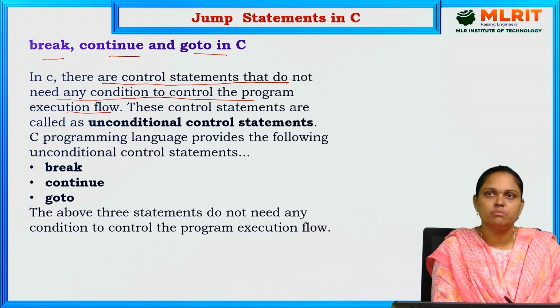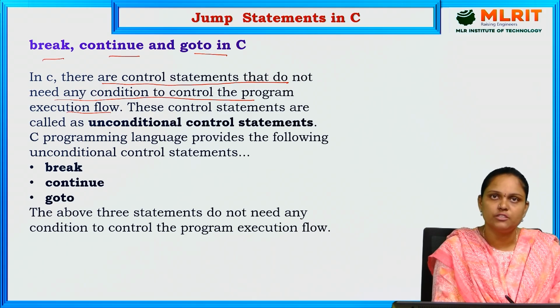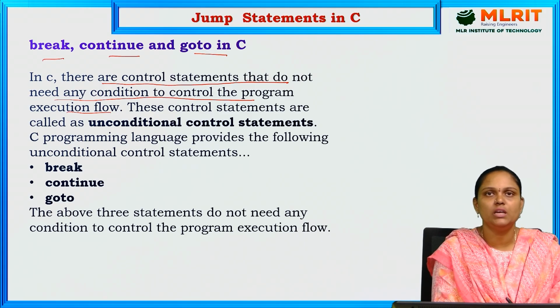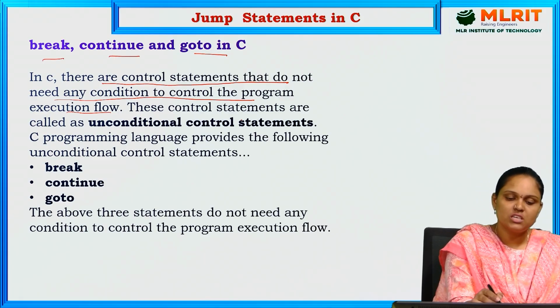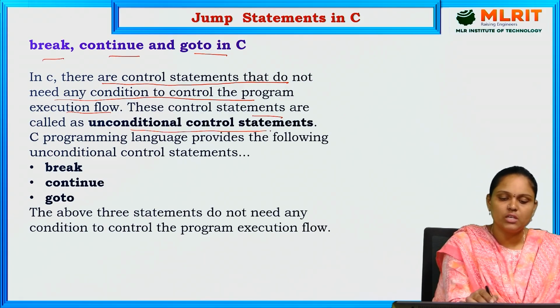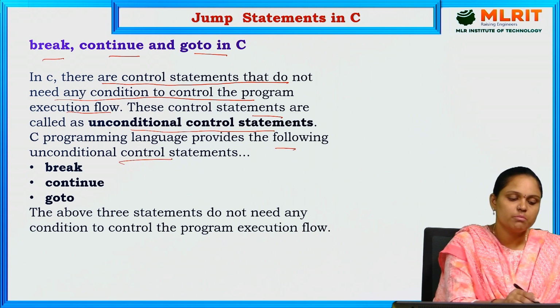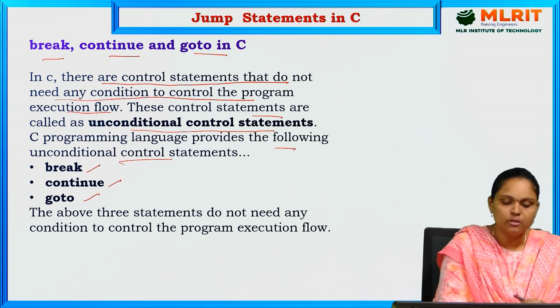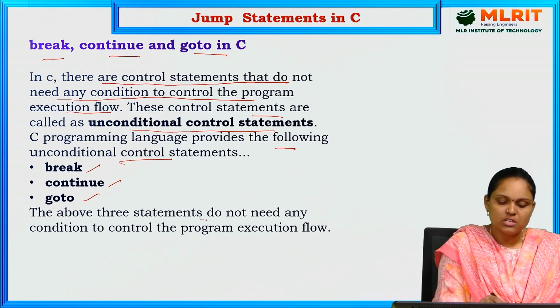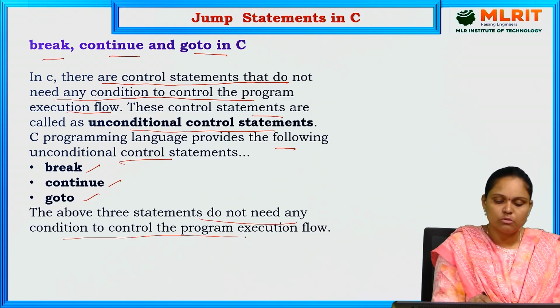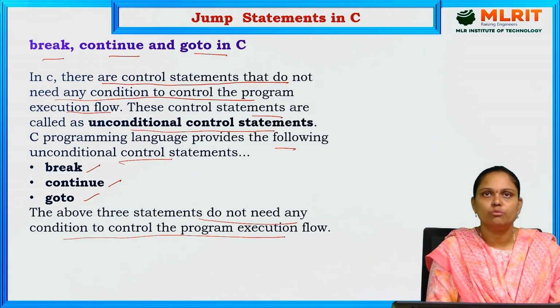So the statements that we have given in the else part will get executed. But in these jump statements, we do not require any condition. Without any condition, we are jumping from one statement to another statement by using these jump statements. So these statements are also known as unconditional control statements. C language provides the following unconditional control statements: break, continue, and goto. These three statements do not need any condition to control the program execution flow.